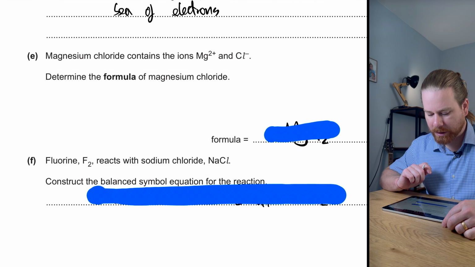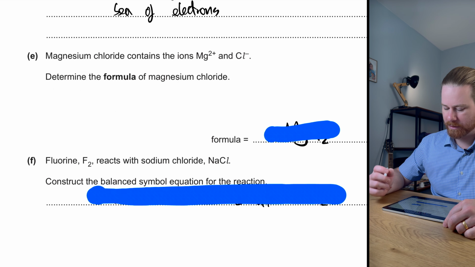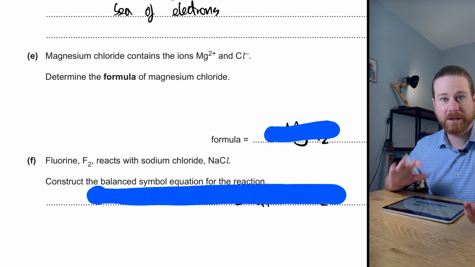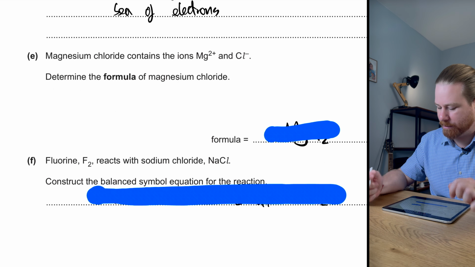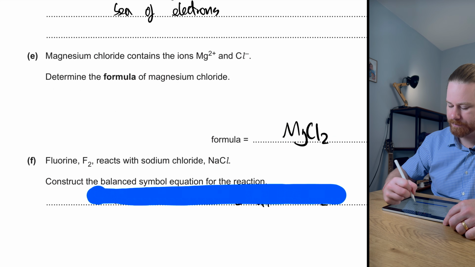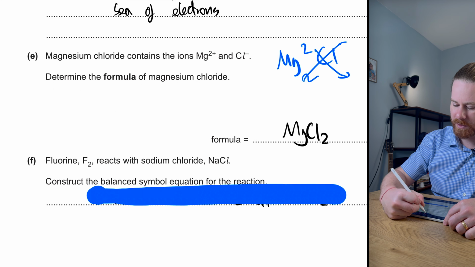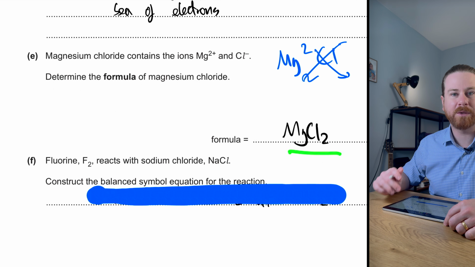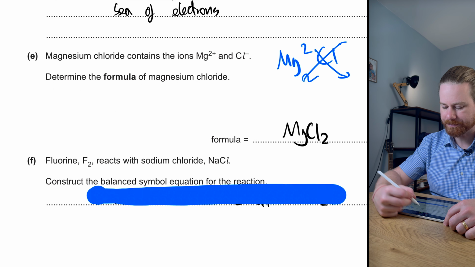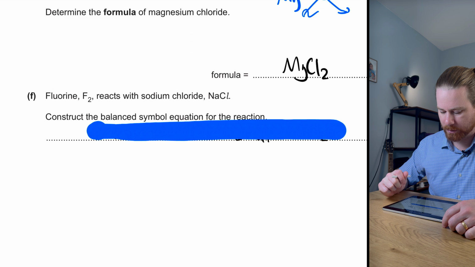Alright, magnesium chloride contains the ions Mg2+ and Cl-. Determine the formula for magnesium chloride. Well, we've already done something very similar in the paper 2. So it is the valency swapping over method. Mg's got the 2, chlorine's got the 1. They get swapped over, and that's how we end up with our formula here. Nice and easy.